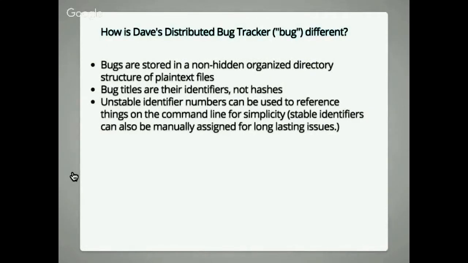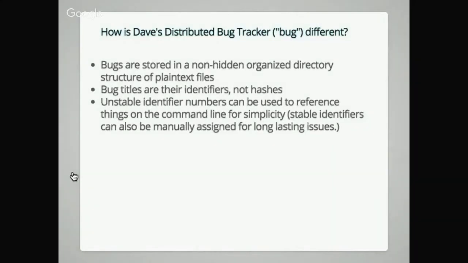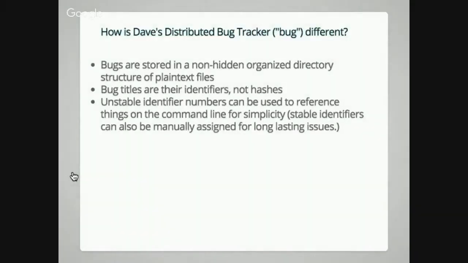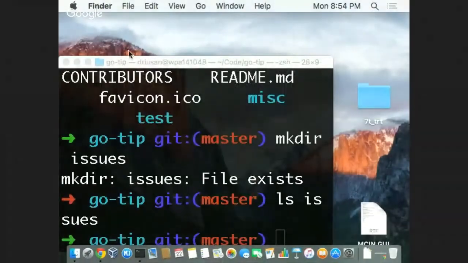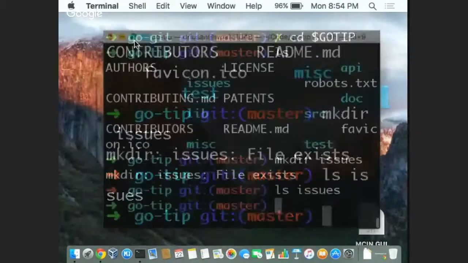So how do I address these issues? I store bugs in a non-hidden organized directory structure of plain text files, markdown usually. Bug titles are their identifiers instead of hashes, so it's really easy to discover the current bug state. If all you have is ls and cat, well then that's perfectly fine. And I use just unstable identifier numbers to simplify the command line, and you can identify stable identifiers later if you want.